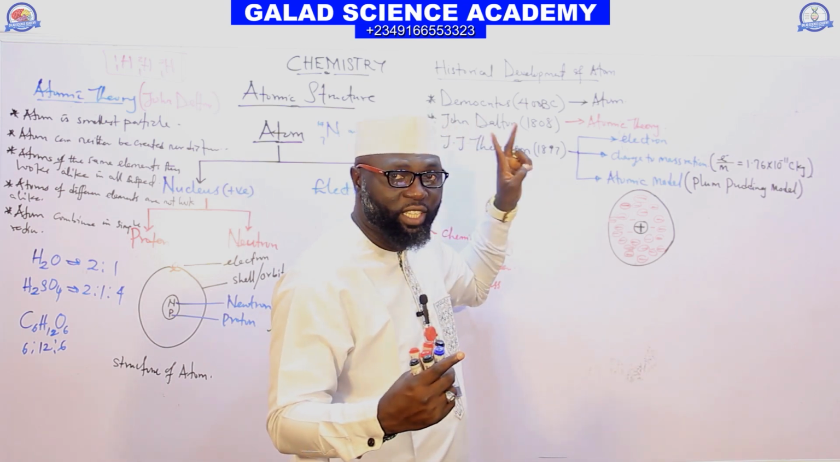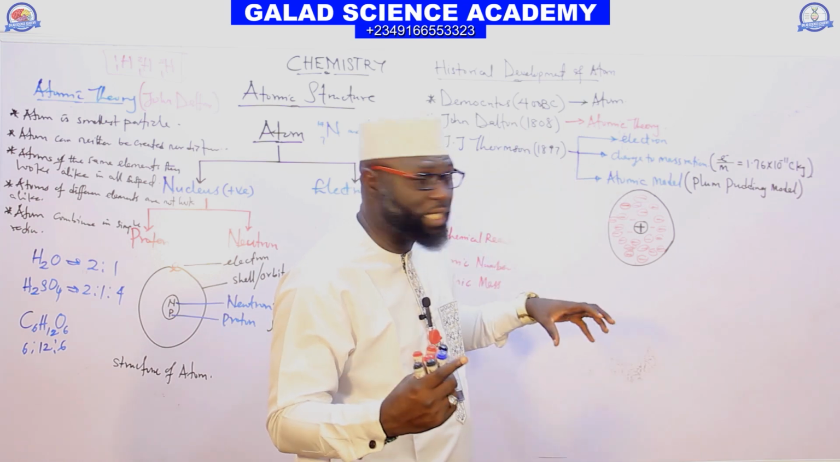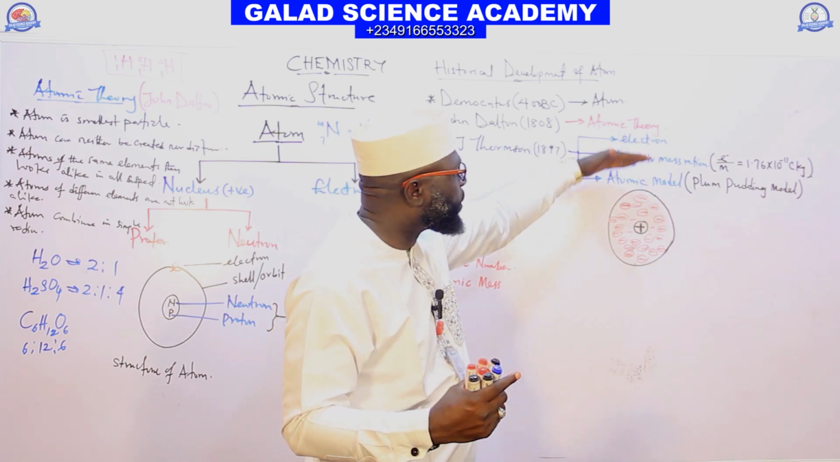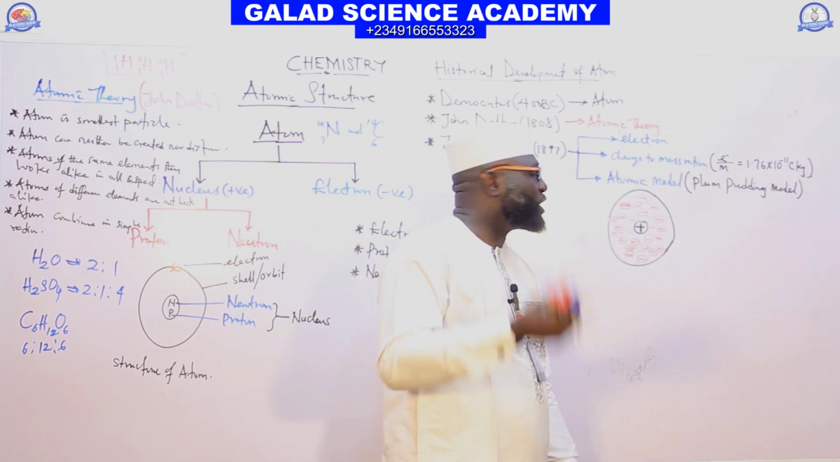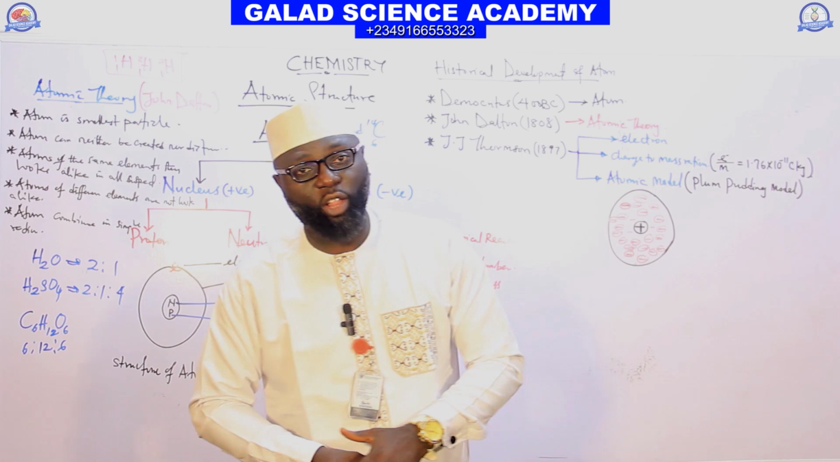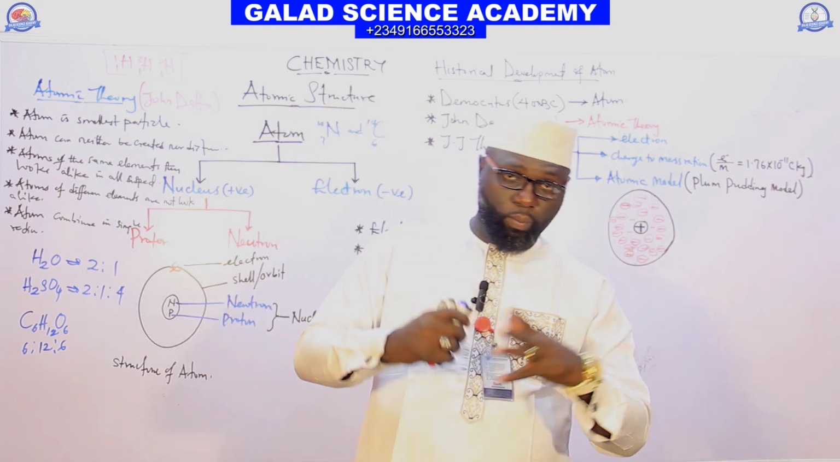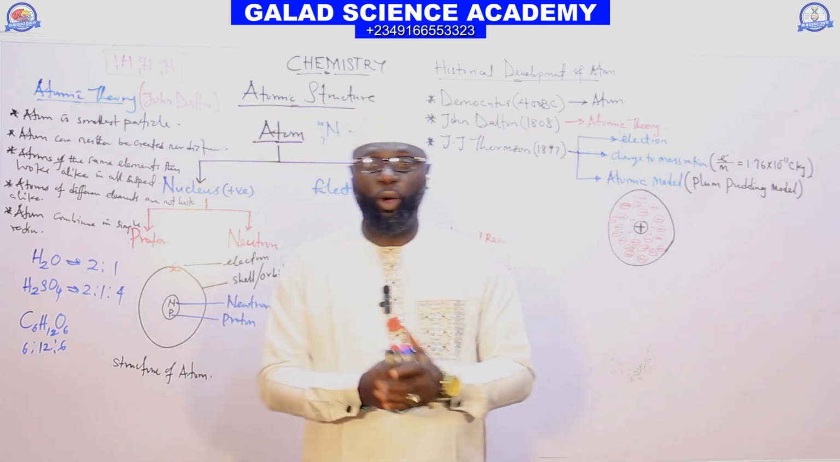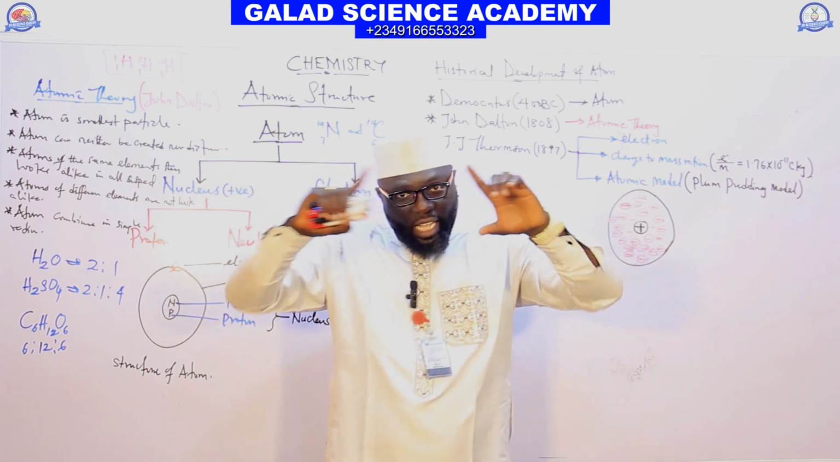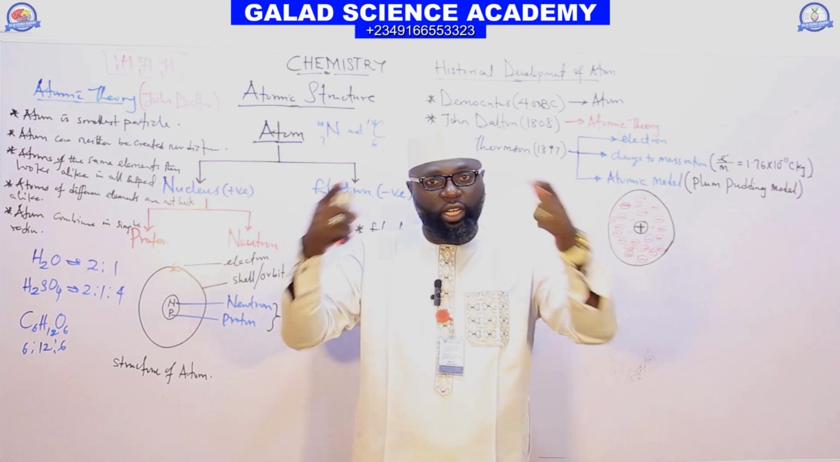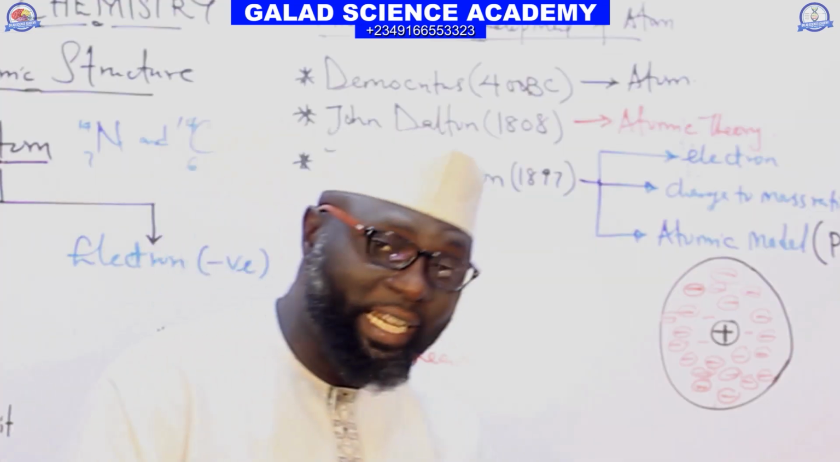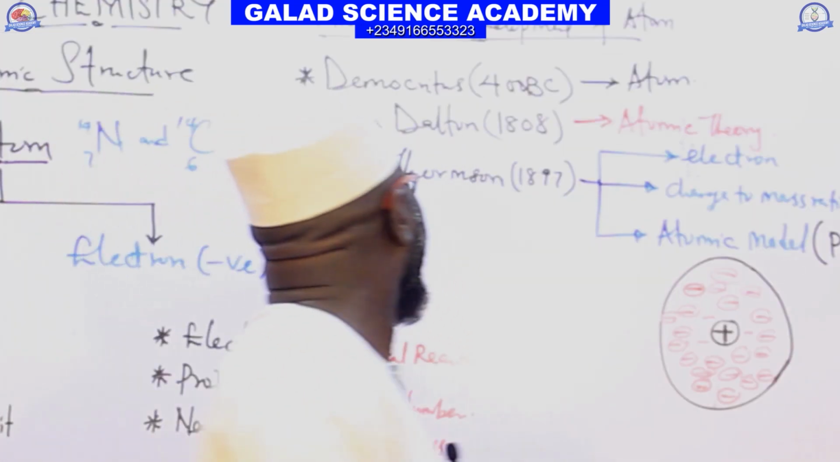But in summary again, J.J. Thomson discovered three things. He had three contributions in atomic development. He discovered the electron and the charge to mass ratio, which is 1.76 times 10 to the power minus 11. And he also has his own atomic model, known as the plum pudding model. So the atom is comprised of a positive sphere with electrons embedded in it. And the next scientist, after J.J.